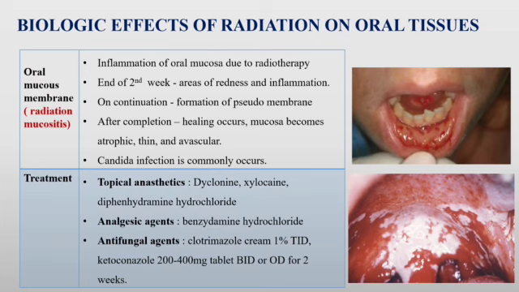Oral mucous membrane. Here there will be inflammation of oral mucosa due to radiotherapy. By the end of second week, an area of redness and inflammation, which is called mucositis, develops. As the therapy continues, the irradiated mucous membrane begins to separate from underlying connective tissue with formation of white to yellow pseudomembrane, that is the desquamated epithelial layer. At the end of the therapy, healing occurs and the mucosa becomes atrophic, thin and avascular.